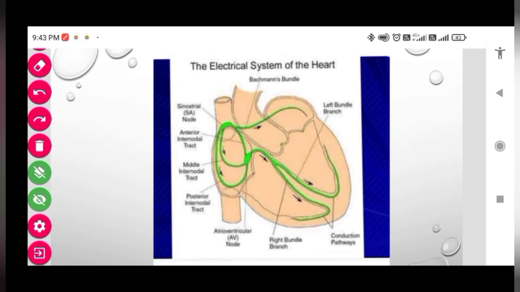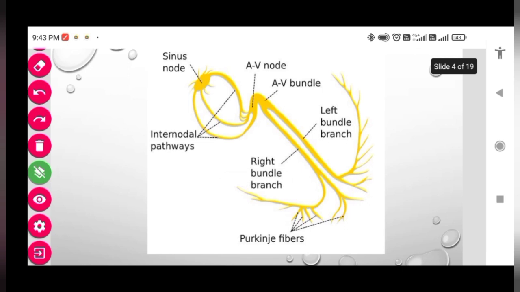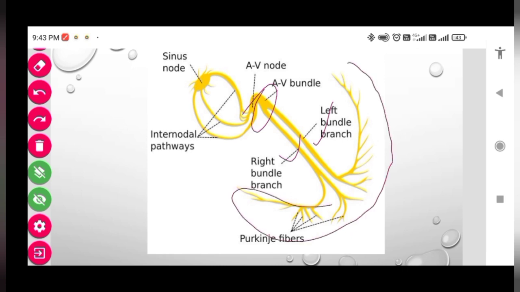Next slide also shows the conducting system. This is the SA node, this is the AV node, these are the three conducting internodal pathways. This is the bundle of His, this is the right bundle branch, left bundle branch, and these are the Purkinje fibers, which are the small fibers, the branches of the bundle branch.